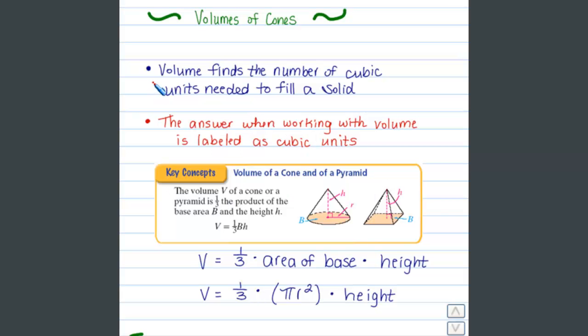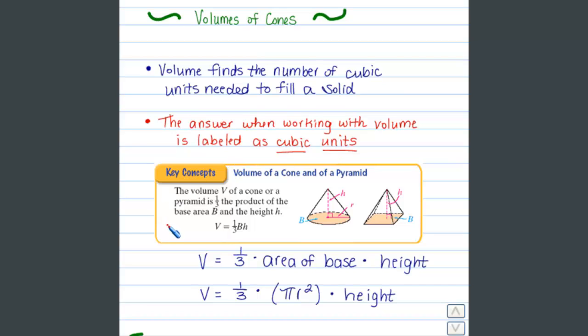Now, when we refer to finding the volume of something, think of finding the number of cubic units that would be needed to fill a solid. The answer when you're working with volume is always going to be labeled as cubic units.